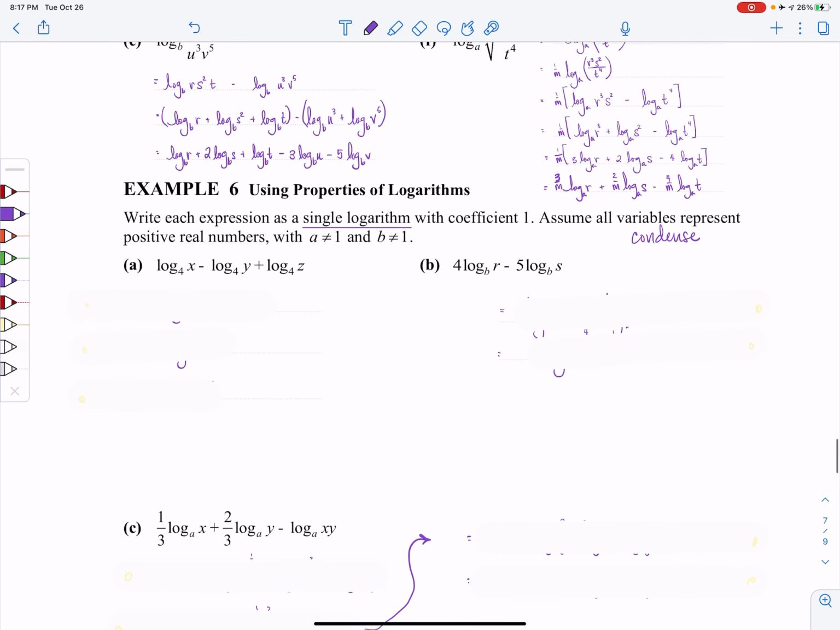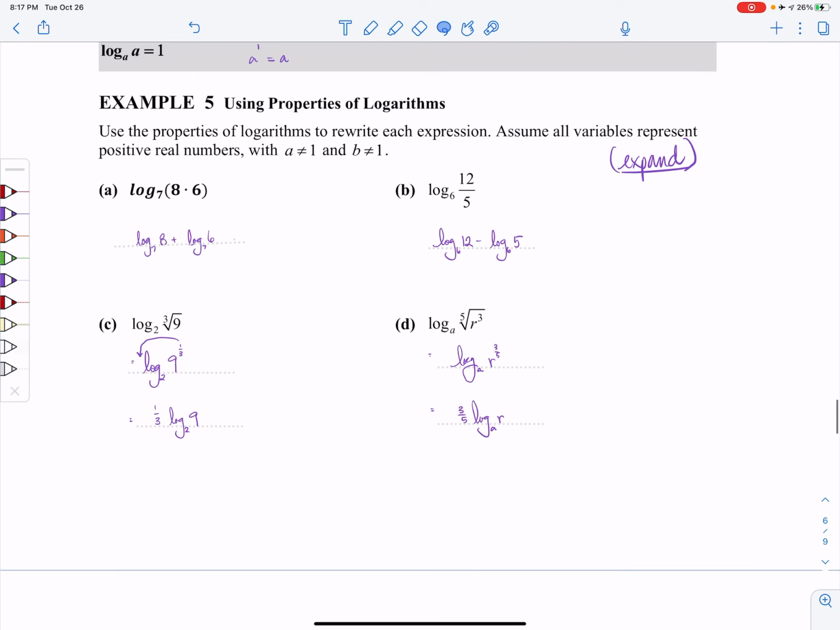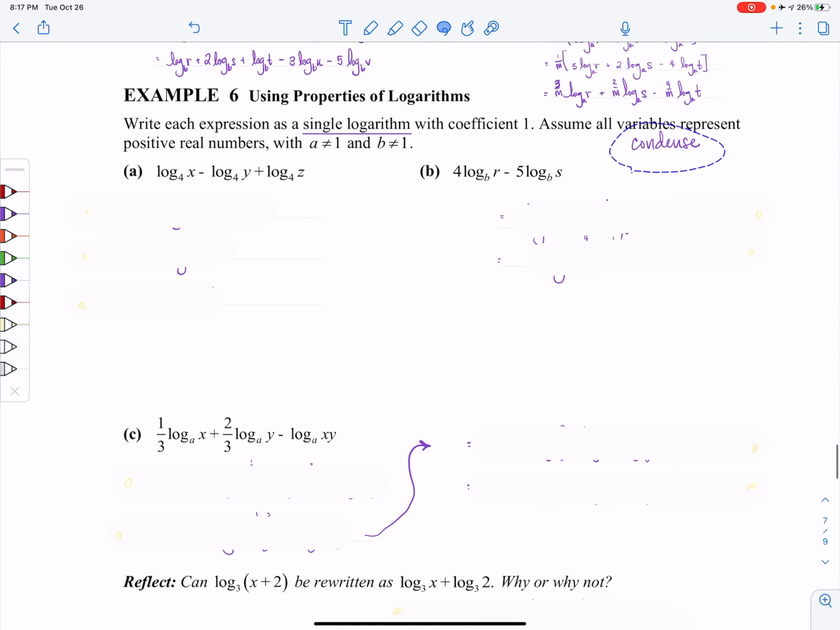Well, for the next one, notice for this example 6 here, it says that we should write each expression as a single log. Now look at our 3 examples. Here's 3 separate logs, here's 2 separate logs, and here's 3 separate logs. And we're supposed to condense them, and that's the word I like to use here. On this section, I like to use the word expand. On this section, I like to use the word condense. And so we want to condense these logarithms into a single logarithm.